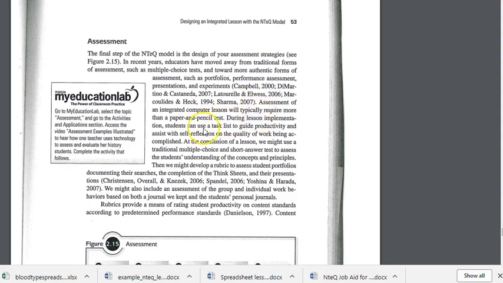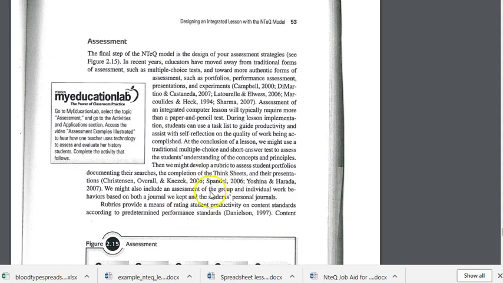So during lesson implementation, students can use a task list to guide the productivity and assist with self-reflection on the quality of work being accomplished. At the conclusion of the lesson, you might use a traditional multiple choice or short answer test to assess the student's understanding of the concepts and principles, but you could also have a rubric to assess the student portfolio, document their searches, the completion of their think sheet, and the overall presentation that they have created at the end.